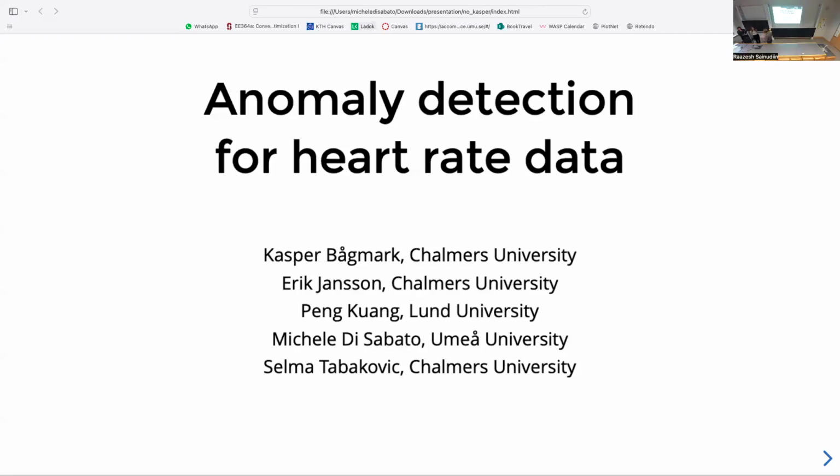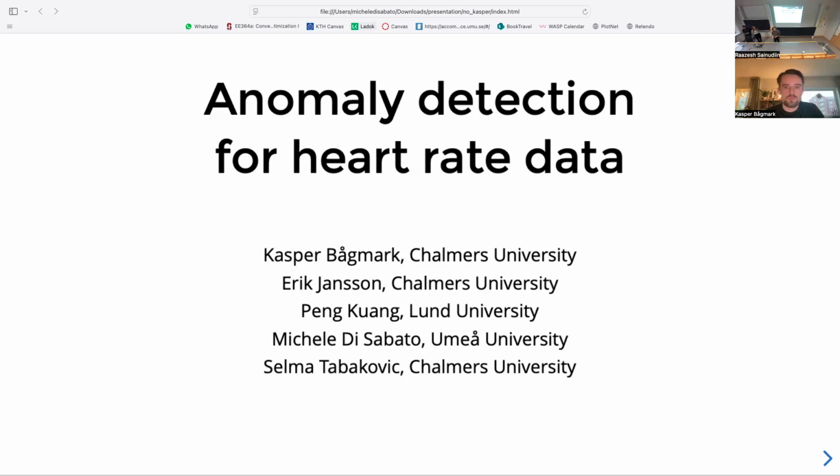Yeah, so we're the time series group working with anomaly detection in heart rate data. And we're Kasper, who's, well, he's here, but on Zoom. It's me, Erik, it's Peng from Lund, and Michele from WASP-UU, and also Selma. And people not from Lund and WASP-UU, from Chalmers, all of us.